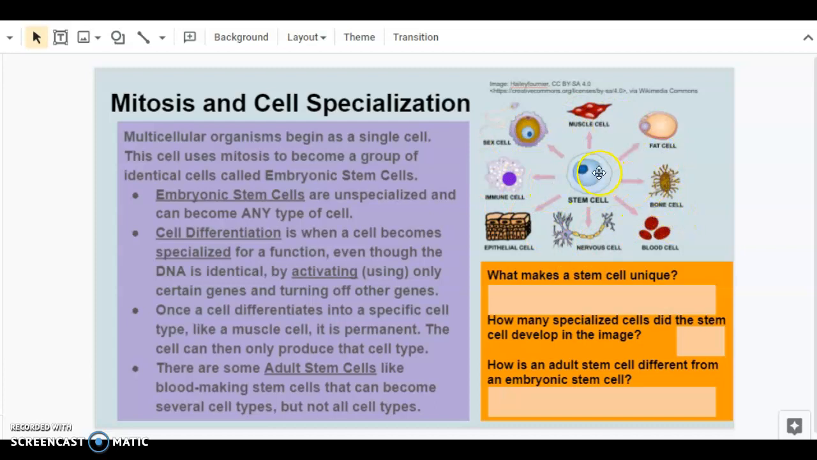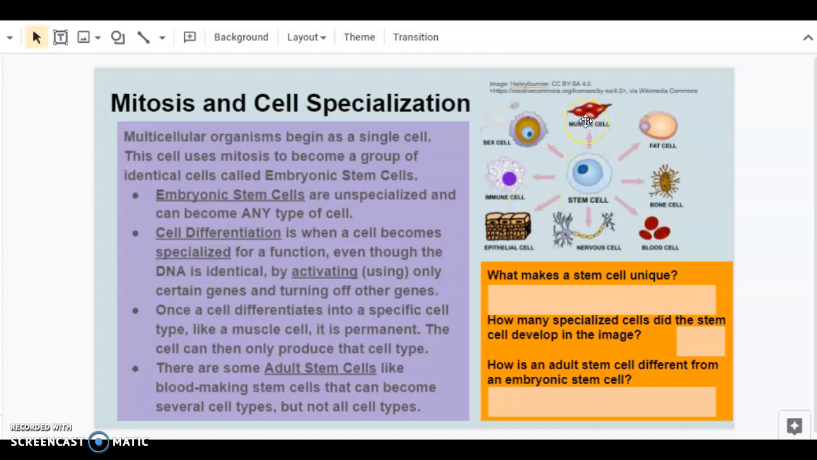But they all came from a stem cell that could have become any of these things. How? By activating or using only certain genes and turning off, typically permanently, other genes. Once a cell differentiates, it's permanent. An immune cell can't go back to being a stem cell. A muscle cell can't go back to being a stem cell and then become an epithelial cell.